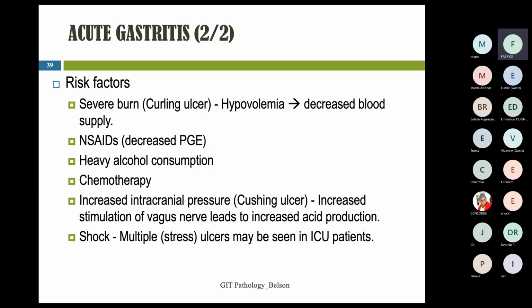kubera stress n'uburibwe bwabyo hari ubwo bitera imbalance between in other things, so bigatuma habaho decreased blood supply to that area, and then because of that there is ischemia and necrosis nk'uko twari tubona no ku ruhu igihe hari vascular problems.